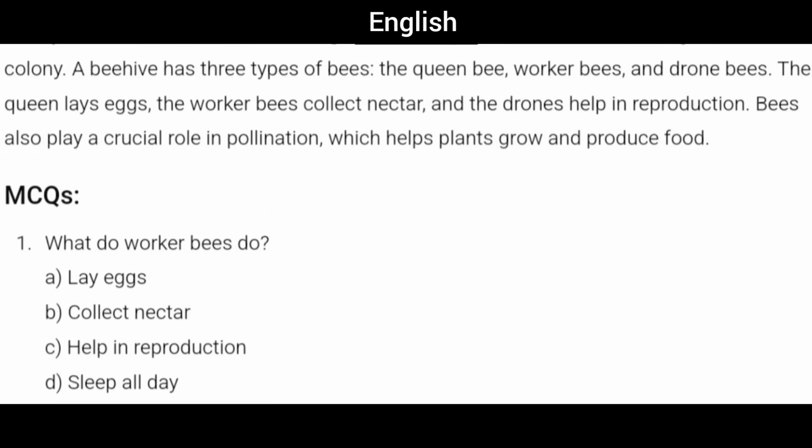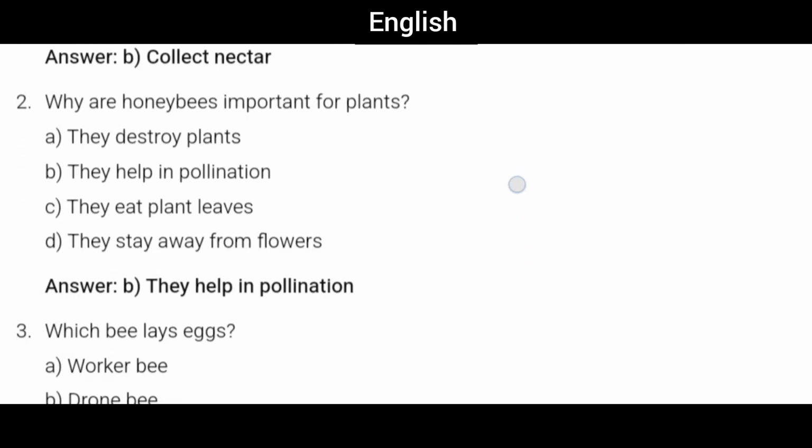What do workers do? Lay eggs? No, because the queen is laying the eggs. Collect nectar? Yes. Help in reproduction? No. Drones, they help in reproduction. Sleep all day? No. So what do the workers do? They collect nectar. See, the answer is correct, right?